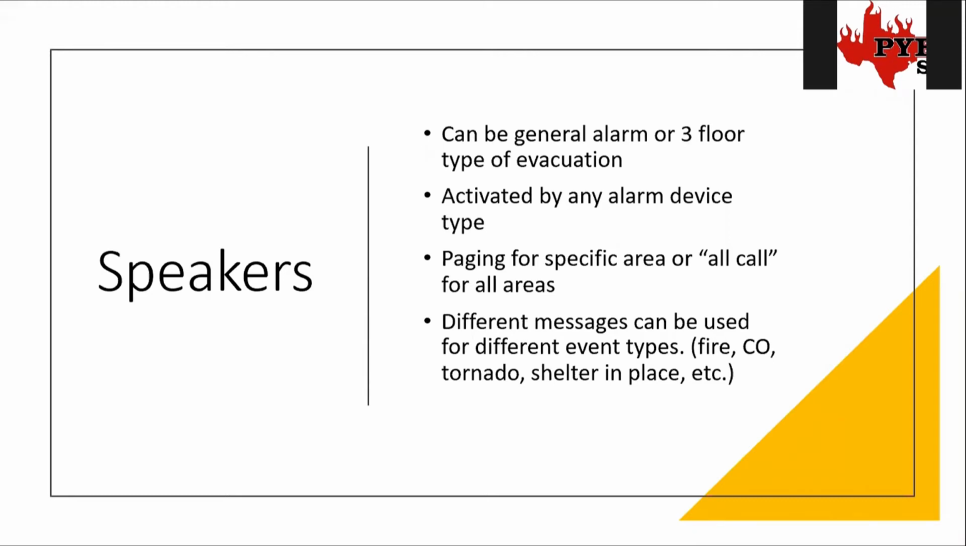If your strobes are going off, your speakers should be going off too. That's a pretty easy rule of thumb. But there's some times that you can use your speakers that you might not be using your strobes. Paging, for instance, if you do an all call, or you can select certain areas.